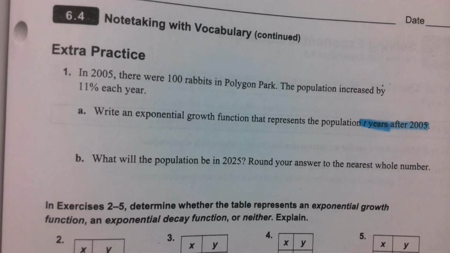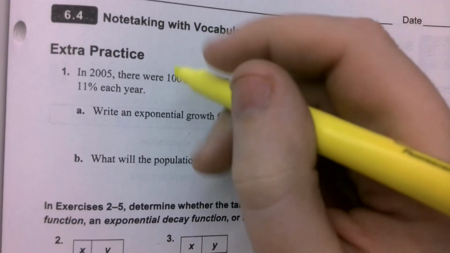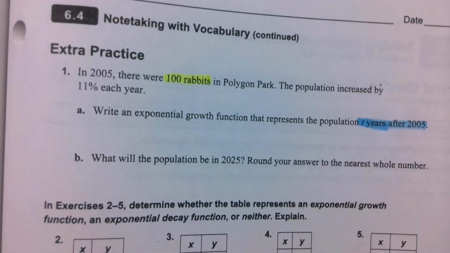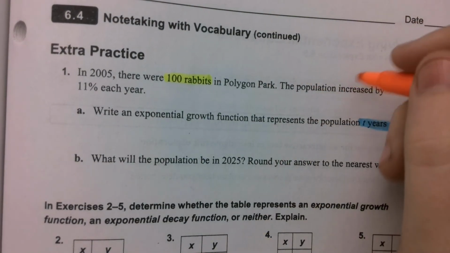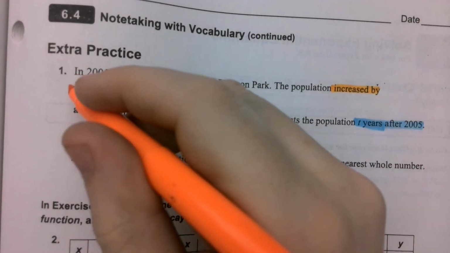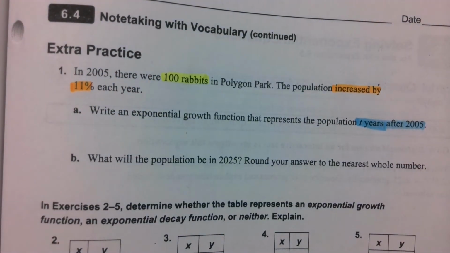That means in our function, we do not want to fill in t for something else. We're just going to write it as t. Important piece of information to note. At the start, there were 100 rabbits, and our population grew or increased by 11%. I want you to try this problem out on your own. Pause the video here and come back once you are ready.